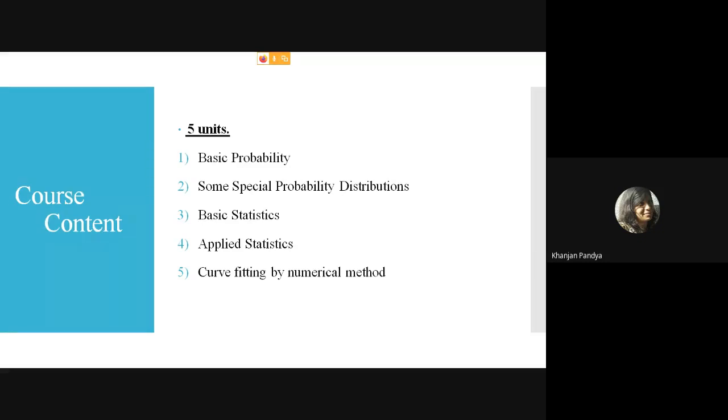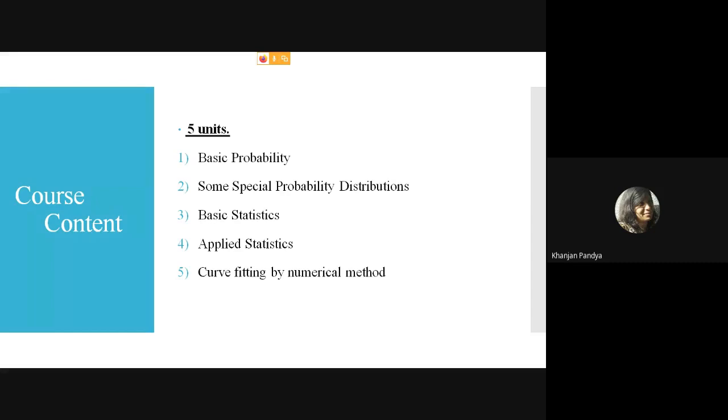Second chapter is special probability distributions, in which we are learning about binomial, Poisson, normal, and exponential, all these types of distributions. Third is basic statistics. Basic statistics covers dispersion, skewness, kurtosis, random variable, then correlation coefficient, rank correlation coefficient, and regression. All these things are studied in basic statistics.